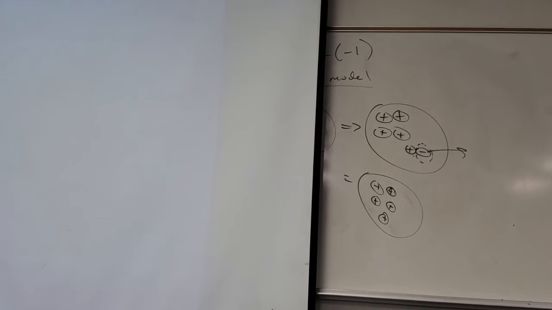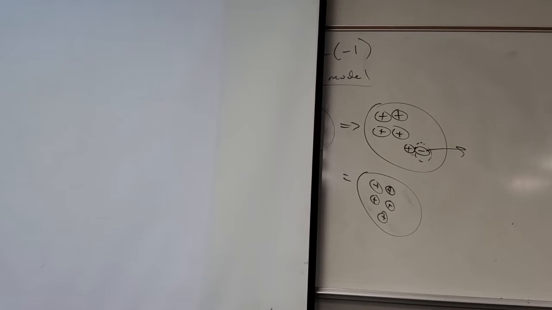I could put five positives and five negatives, and then take five negatives away. Do I have to do that? I already have four negatives, don't I? How many more negatives do I need to do what it wants me to do? One more. So what am I allowed to introduce that doesn't change anything?